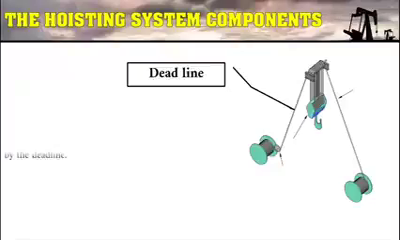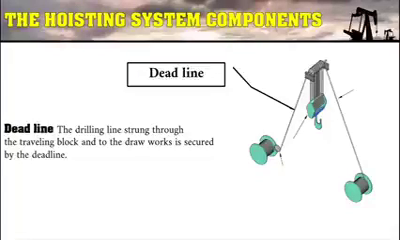The deadline. The drilling line strung through the traveling block and to the drawworks is secured by the deadline, which is wrapped around the deadline reel and clamped. This prevents the line from slipping and the traveling block from falling, and it's called the deadline because it does not move compared to the fast line.